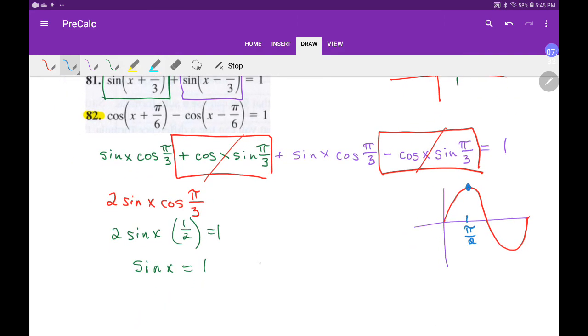Okay? So that means that x is equal to pi over 2, because that's the only place that sine is equal to 1. And I know it's equal to -1 down here, but that's not the same. Okay? So there we go.